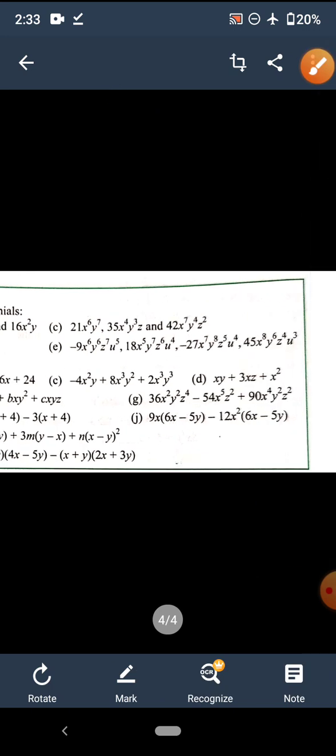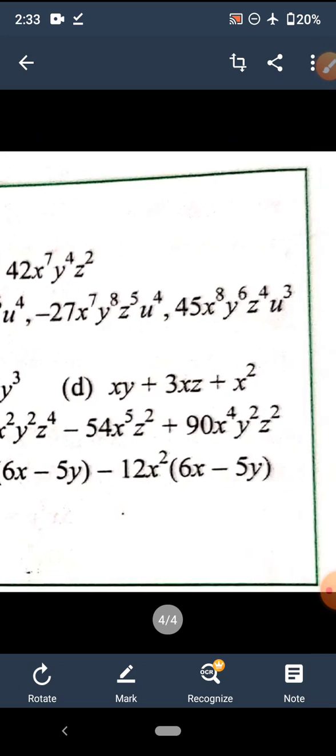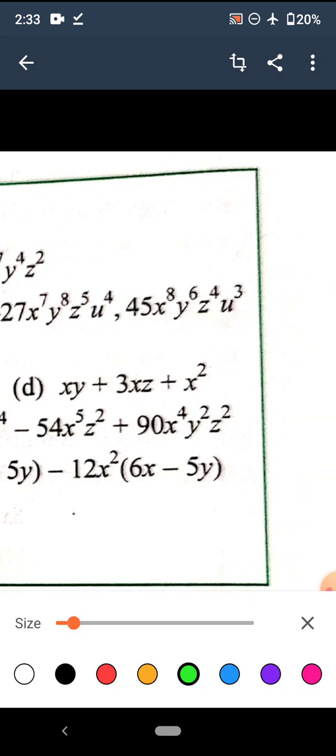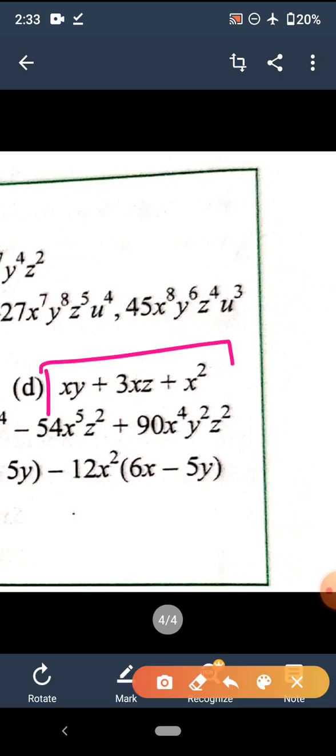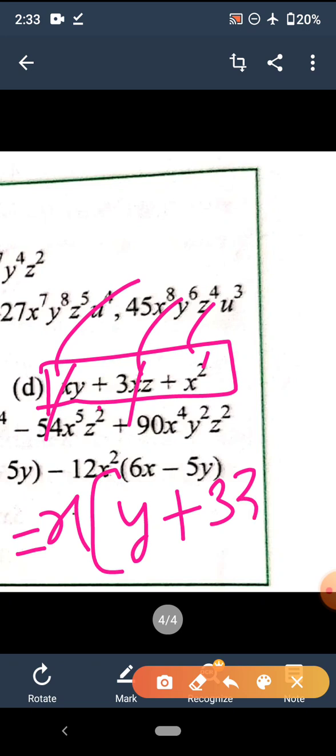For the factorization also you have to take the common factors. So what can you see in the D part? What is common? What is common here in this question? What can you see? Yes, very good. X, you are seeing x. X is there. So take x outside. So when we take x outside, what is left? Y is left. What is left? 3z is left. What is left? X.